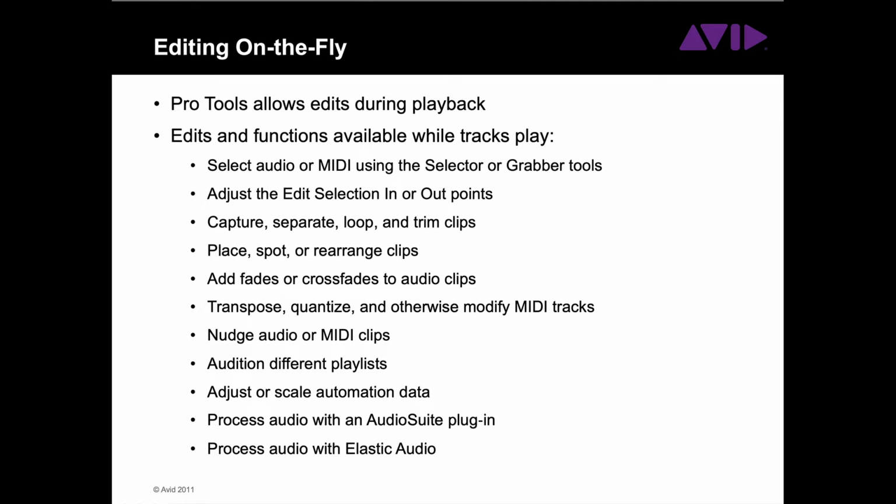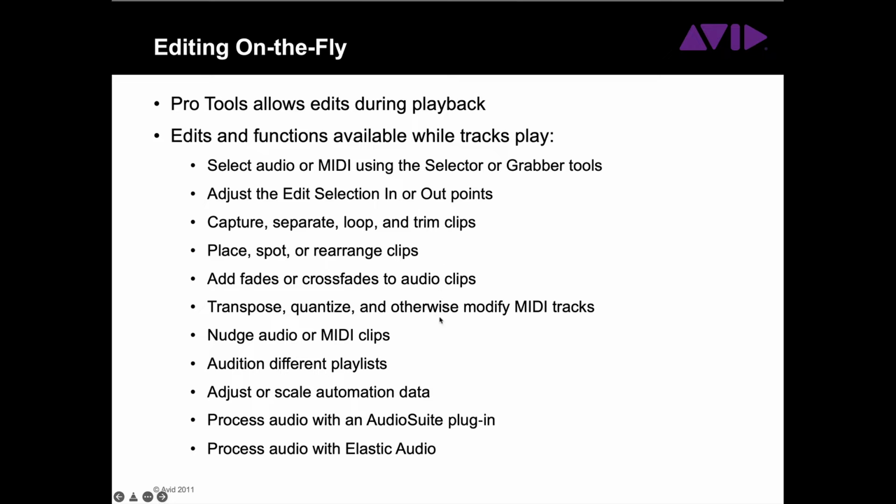All right, this next section of the lesson, they make the point of editing on the fly, which means Pro Tools allows you to edit when you're in playback. These are just some of the things you can do when the tracks are playing back. You can select audio or MIDI using the selector or grabber tools. You can adjust the edit selection in and out points. You can capture, separate, loop, and trim clips.